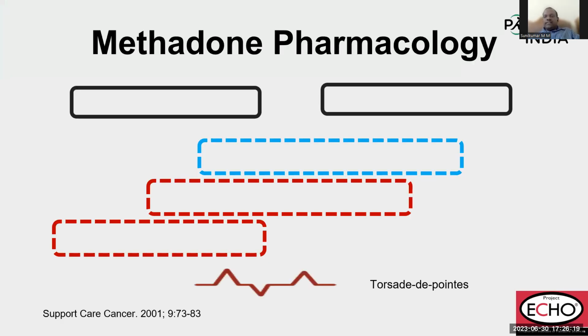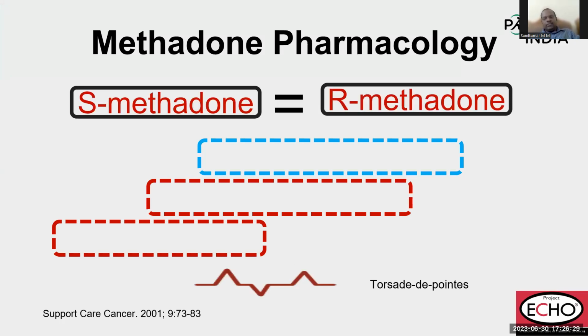And why did this patient have good pain relief? For that, we need to understand methadone's pharmacology. So methadone is an isomer of S-methadone and R-methadone. And on which receptor does morphine act? Can anybody tell me? On which receptor does morphine act?